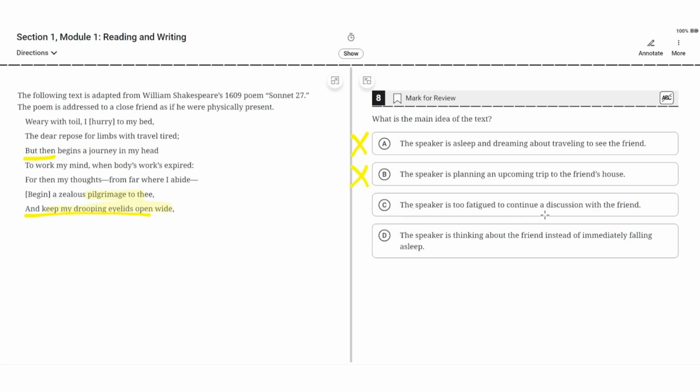C. The speaker is too fatigued to continue discussion with a friend. This is incorrect because the friend isn't actually here. The speaker is thinking about his friend. D. The speaker is thinking about the friend instead of immediately falling asleep. This is correct because here it says that he's about to go to sleep, but then he begins thinking about his friend. And at the end, it also proves this by showing how these thoughts keep him from sleeping, that he's still awake. So D is the correct choice.